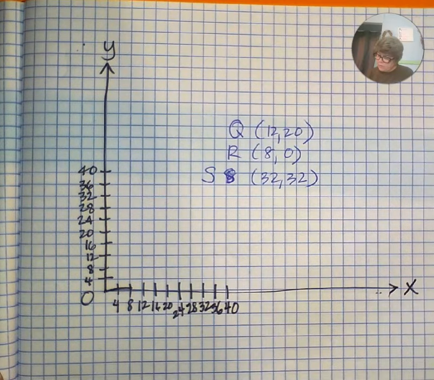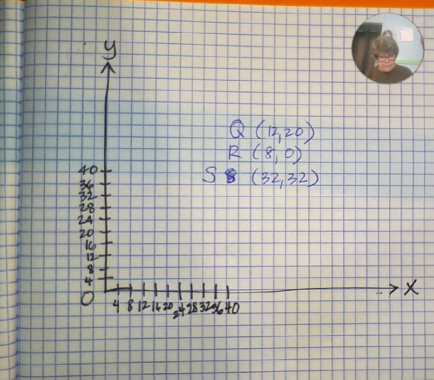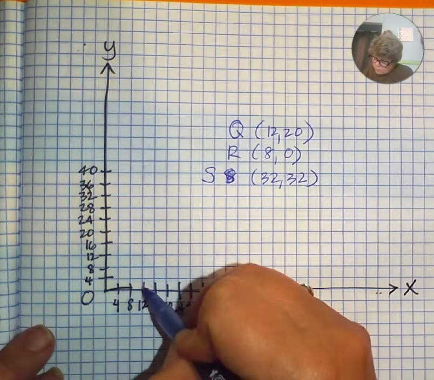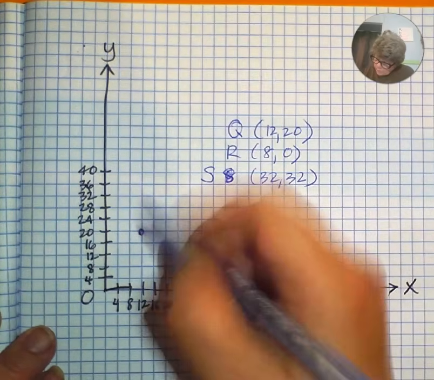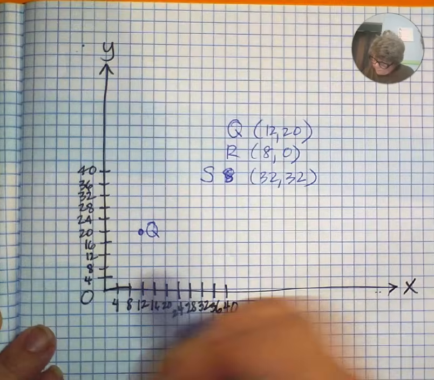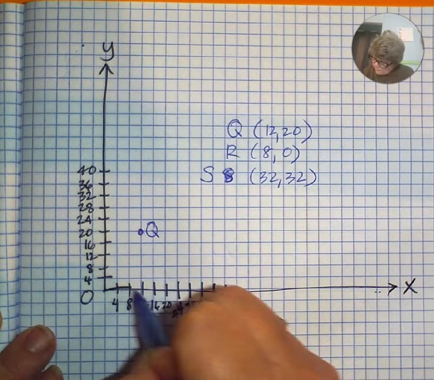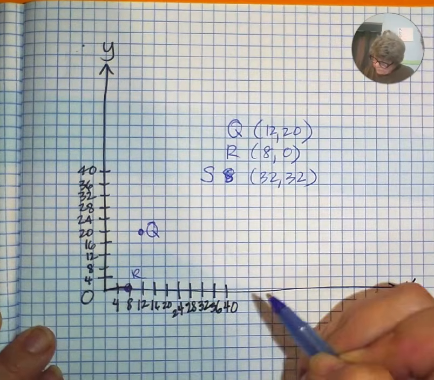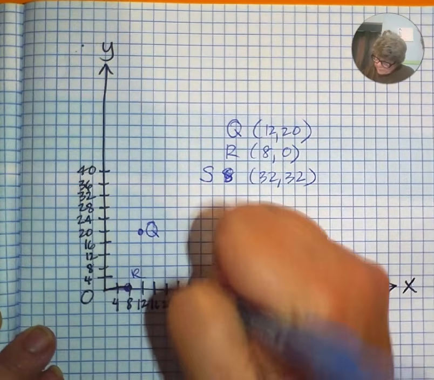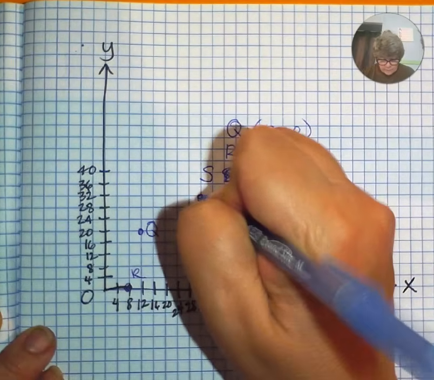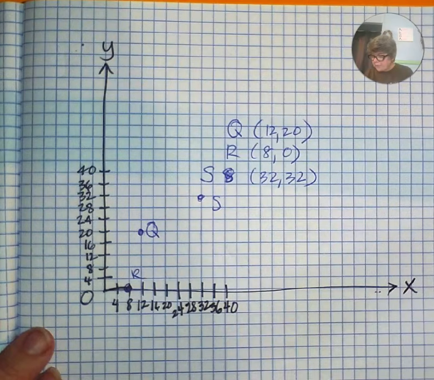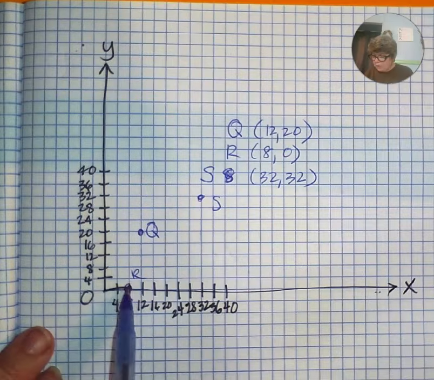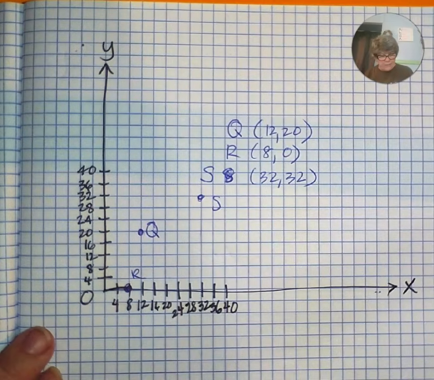Okay. So let's go ahead and plot these. Go ahead and plot them. Okay, check your work against mine. Is that where your dots are? R, Q, and S. All right.